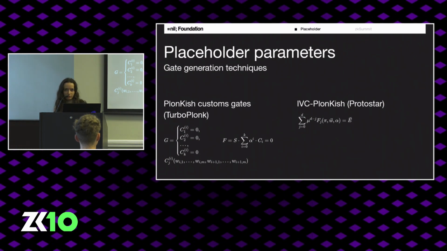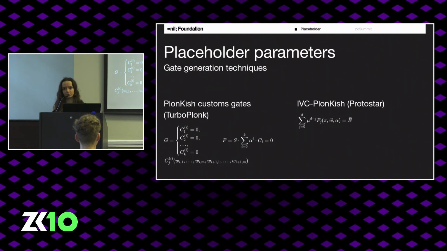You maybe heard about Nova, Supernova, something like that, but I suggest using Protostar. It has some relaxed Plonkish constraints inside with the IVC approach. So if you try to choose what's really better for your case, you need to think. If you have some big repeatable computations, it's better to use the IVC approach.